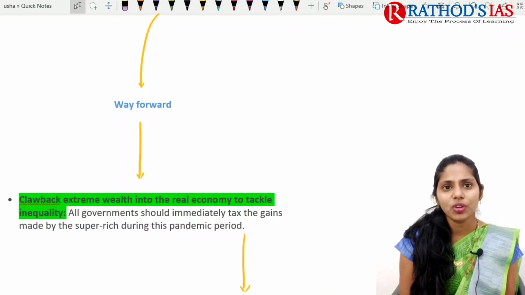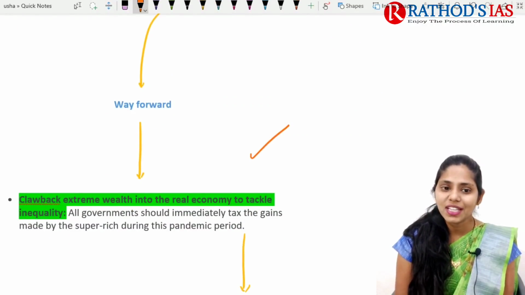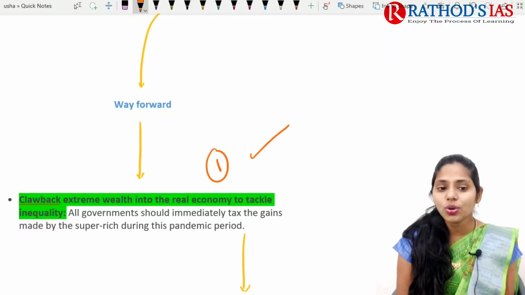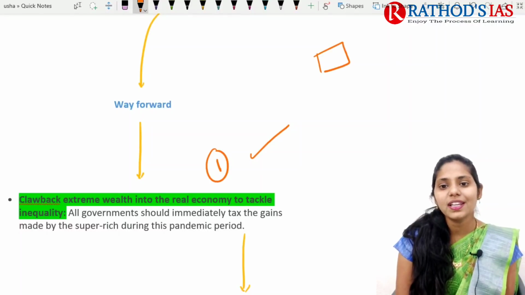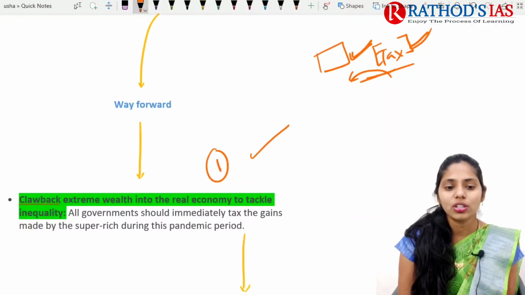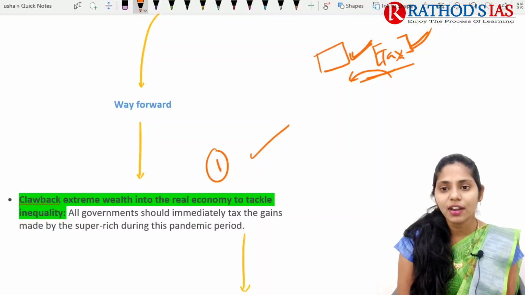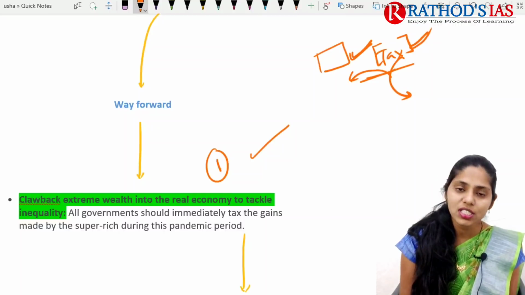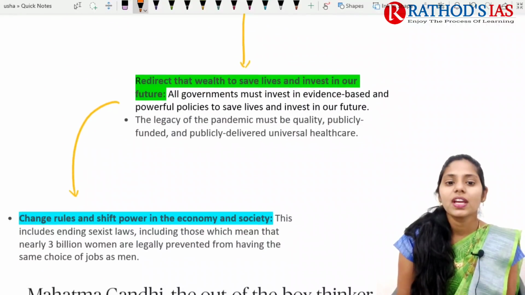And if you're talking about the way forward, what can be done? The first one is we need to claw back extreme wealth into the real economy to tackle inequality. Whenever billionaires are getting more profits and accumulating wealth, the government needs to impose a tax on these super rich, and they can divert that money to developmental projects for poor people. And we need to redirect the wealth to save lives, as well as invest in our future.